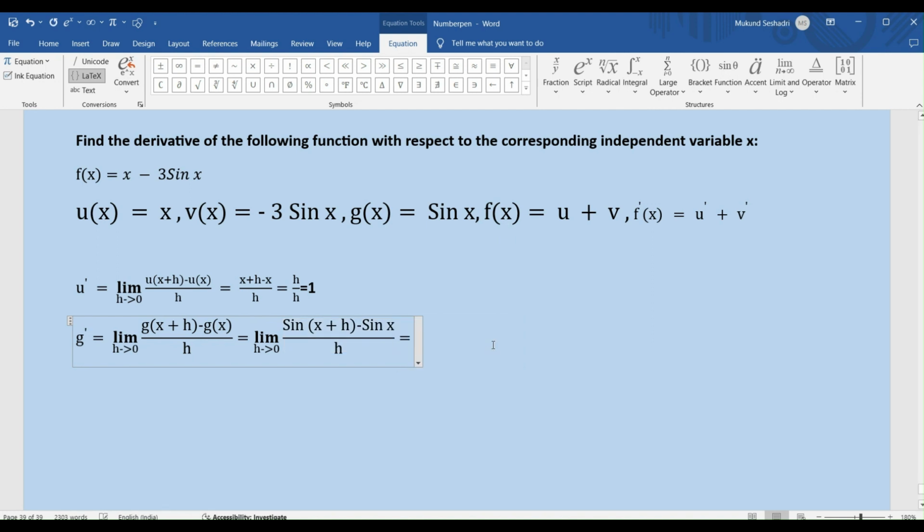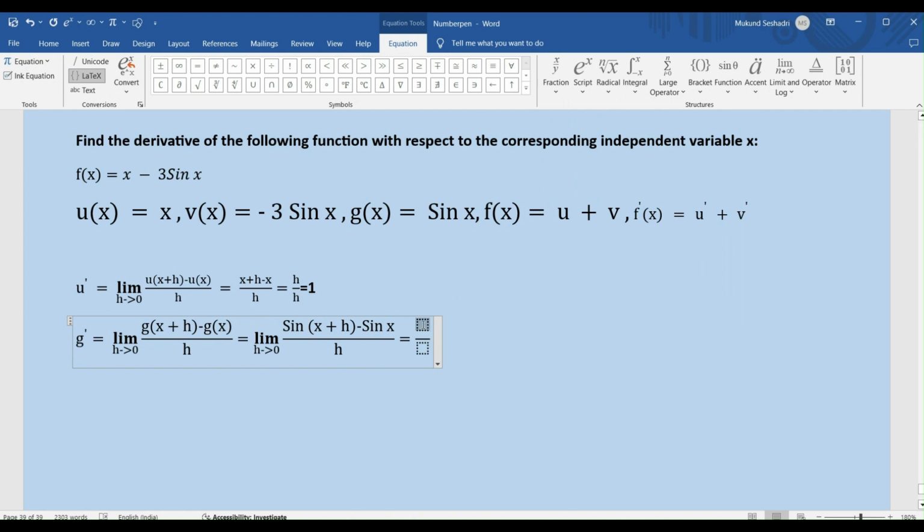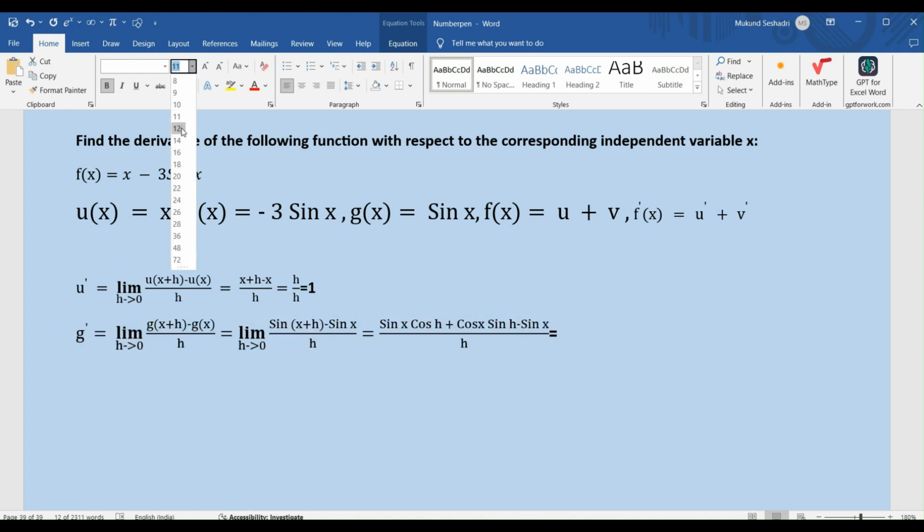What is my sine of x plus h, right? My sine of x plus h is nothing but sine x cos h plus cos x sine h. So now I know as h tends to 0, I'm going to use my pen to highlight a few expressions.